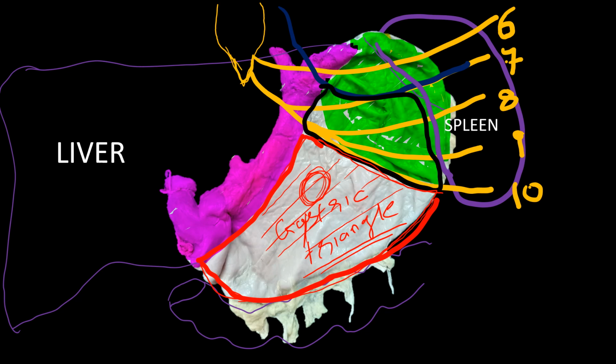Again, the gastric triangle is an area of the anterior surface of the stomach which comes in relation to the anterior abdominal wall, bounded on the right side by the lower border of the liver, on the left side by the left costal margin, and below by the transverse colon.